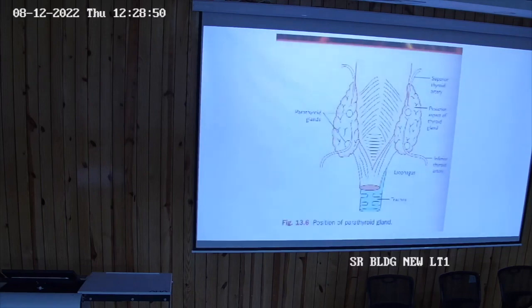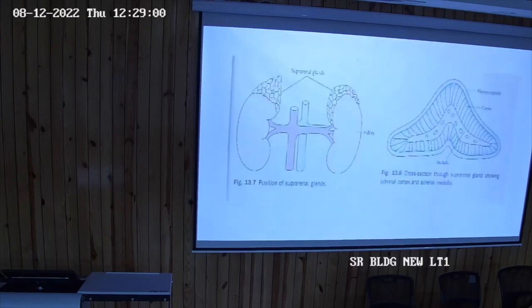Look here. This is the posterior surface of the thyroid gland having the parathyroid gland. And these are the suprarenal glands, which are located on the superior pole of both the kidneys.